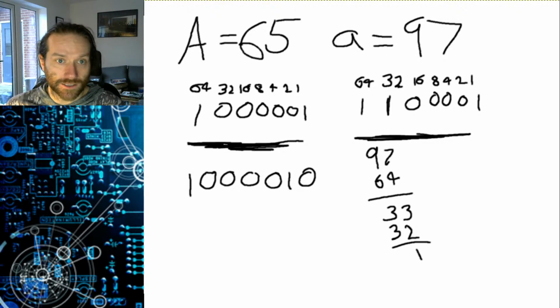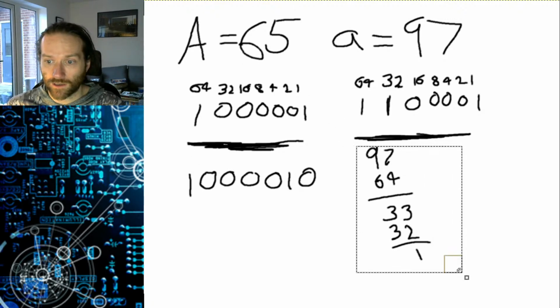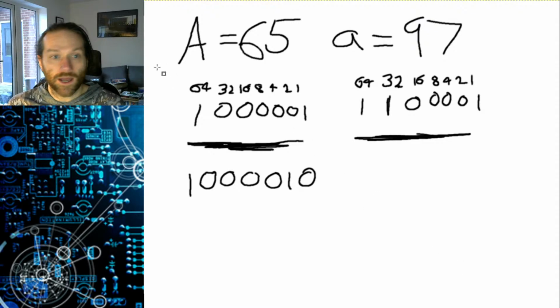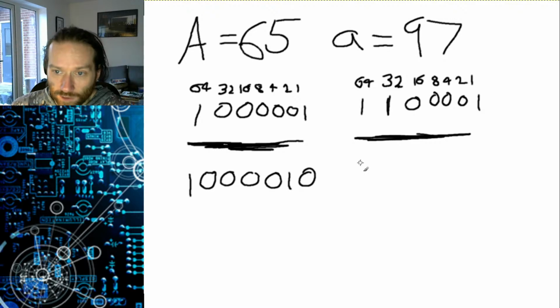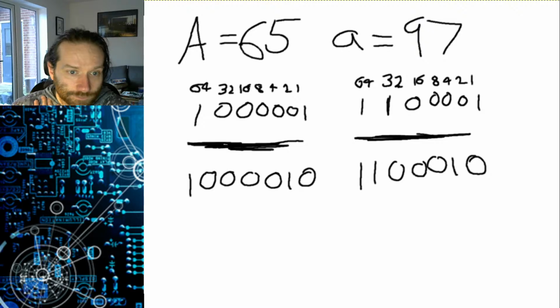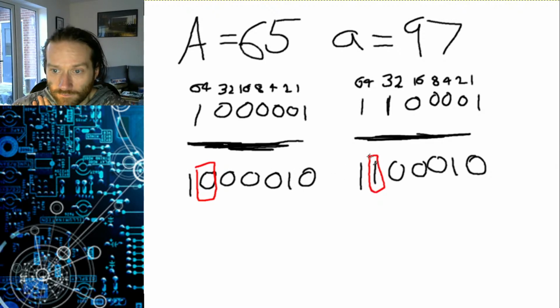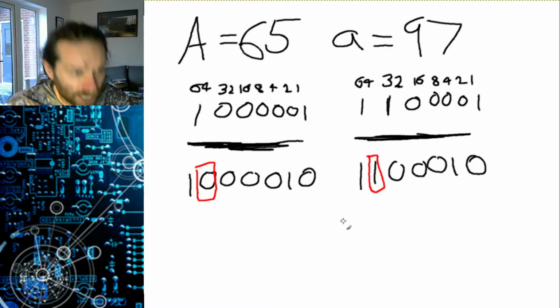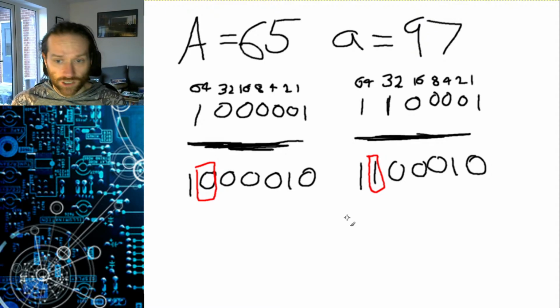If I just delete this working out here. And if I add 1 to this, so 98, which would be lowercase b, it's going to be 1 1 0 0 0 1 0. It's the same number, but this bit here is either 1 or 0, right? All we have done is turn this bit on or off. And every time you hit the shift key, what it's actually doing is turning that bit on, or off.